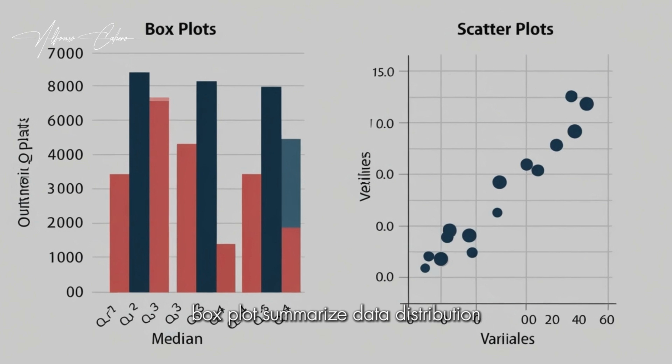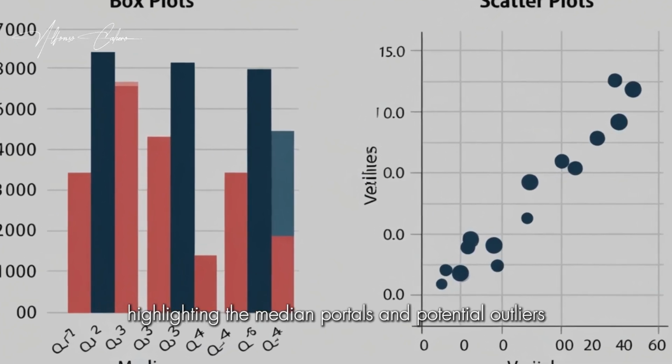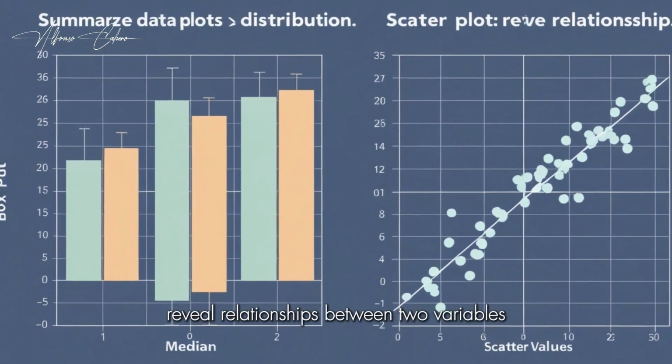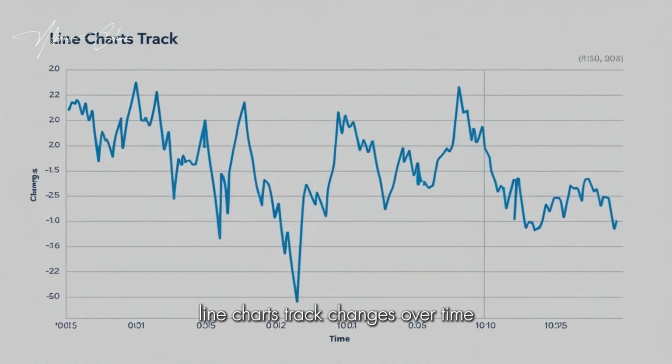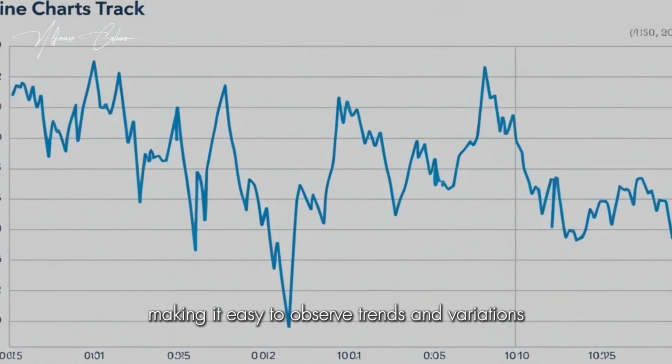Box plots summarize data distribution, highlighting the median, quartiles, and potential outliers, and scatter plots reveal relationships between two variables, with points representing paired values. Line charts track changes over time, making it easy to observe trends and variations.